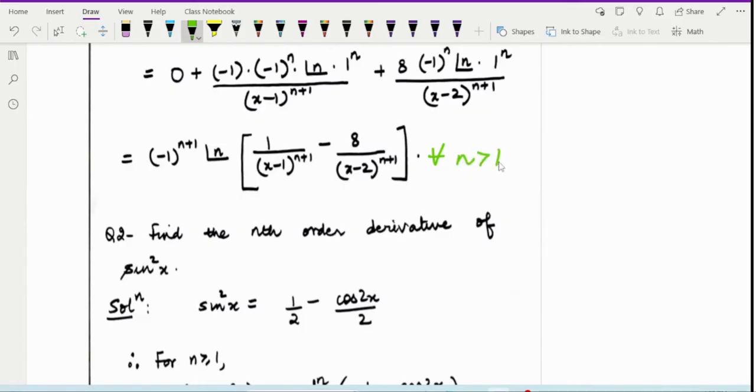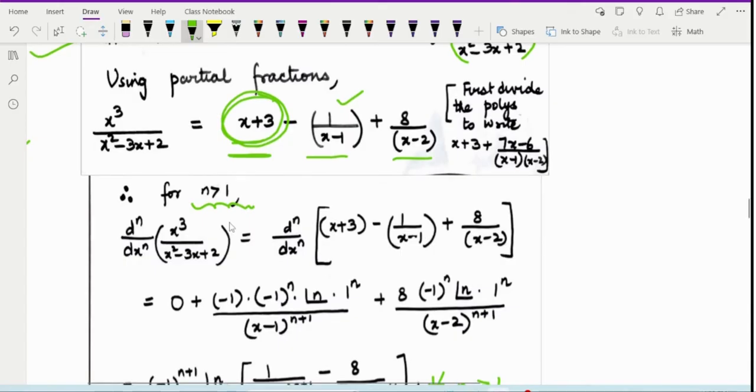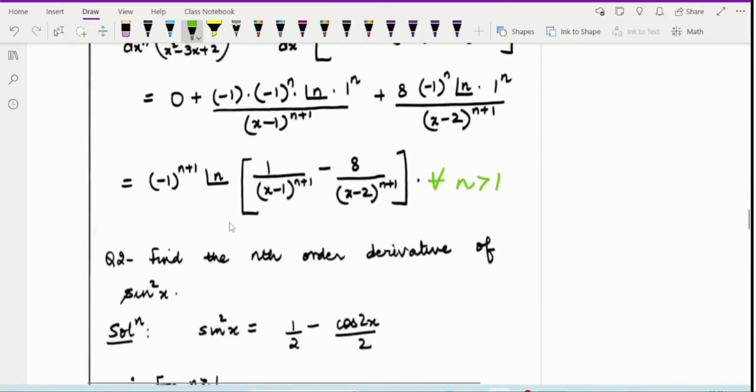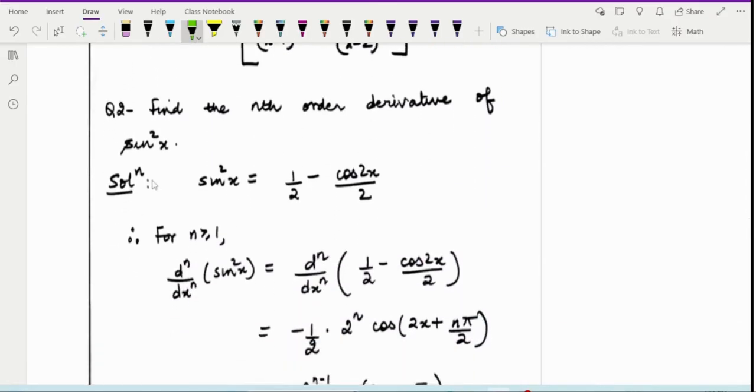This is obviously for n greater than 1, because I did not take the derivative of x here. The first order derivative of x is 1 and all other higher order derivatives are 0. So I am intentionally writing it like this because we are interested in higher order derivatives. We are generalizing. So obviously 1 or 2 derivatives in the beginning are not going to matter if they are not following any pattern. So let's look at the second question, sin squared x.